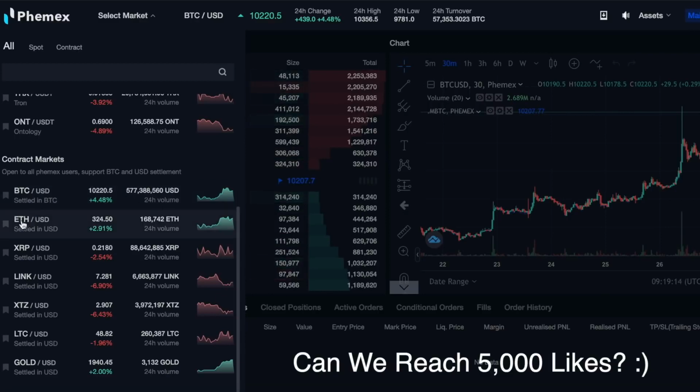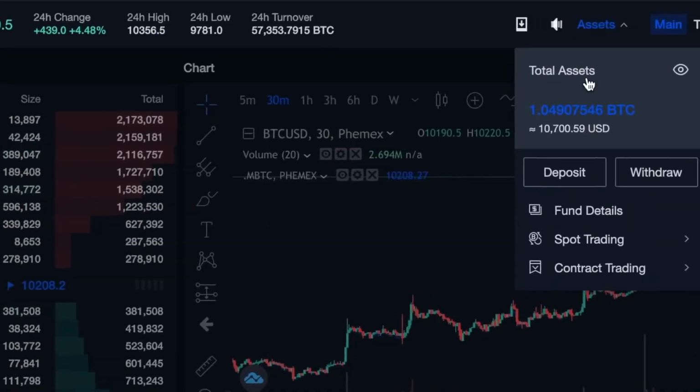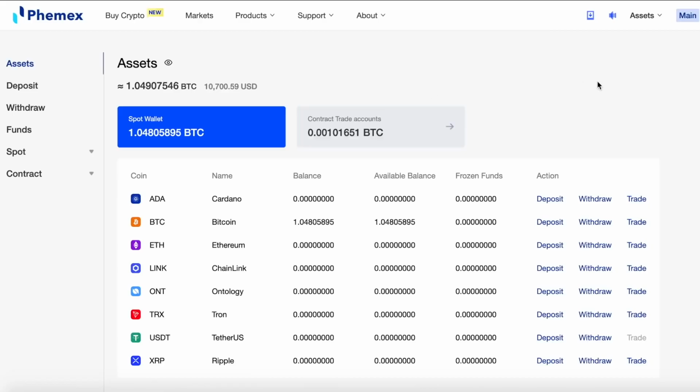But if you go to Ethereum against the US dollar, it's settled in US dollar. XRP is also in US dollars. So all of these altcoins and gold are settled in USD, while Bitcoin is settled in Bitcoin. So remember this, and let's go back to the previous page. We go back there by clicking assets, we click right there, and now we're back here.